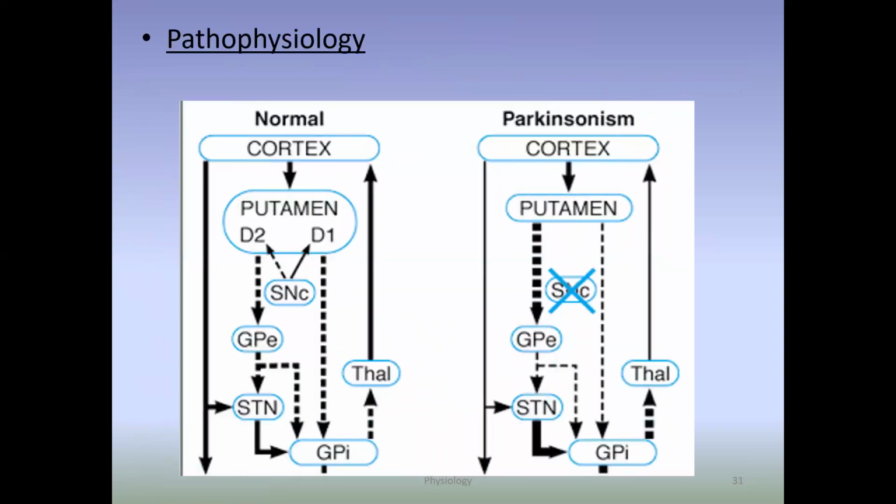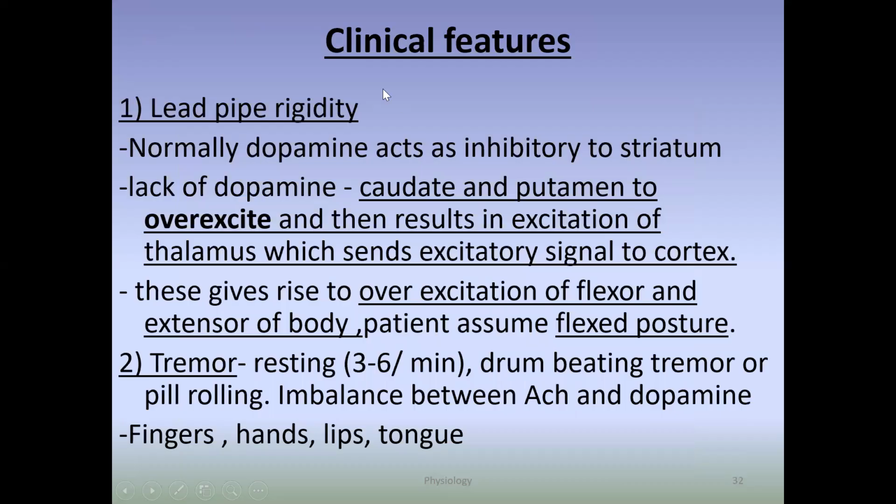What is the main pathophysiology of Parkinsonism? You know the D1 and D2 receptors are present in the striatum. This is the normal situation. Now, because of damage to the substantia nigra pars compacta, there is no action of dopamine over the striatum. Because of that, there is excitation of the thalamus, and the thalamus continuously sends excitatory signals to the cortex. Because of that, there are symptoms like lead pipe rigidity and fine tremor.